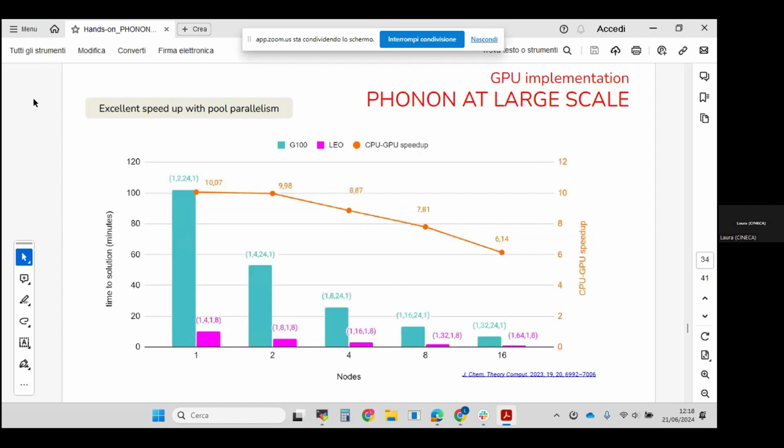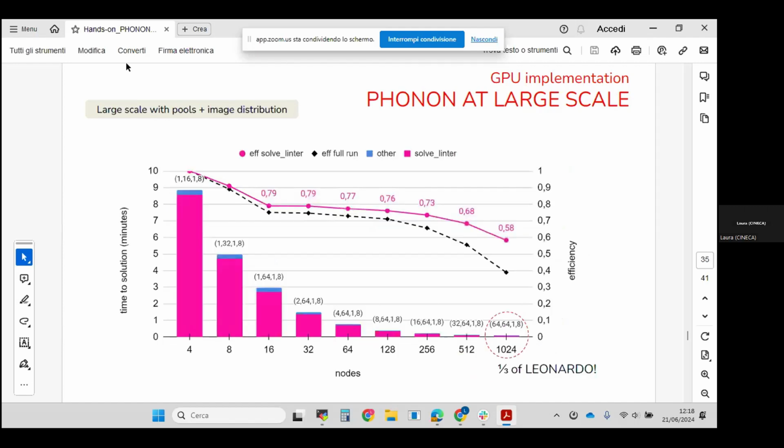When you combine pools and images, you can achieve very good performance and scaling. This is, for example, the comparison between the time to solution on Galileo 100 and on Leonardo for a CPU versus a GPU run. You see that the speedup for this system that we have recently benchmarked is from 10 to 7, so it's a very good speedup. Combining pools together with images, you can scale up to very large scale. For example, here we scaled the simulation up to 1024 GPUs on Leonardo, which is about one third of the whole cluster.